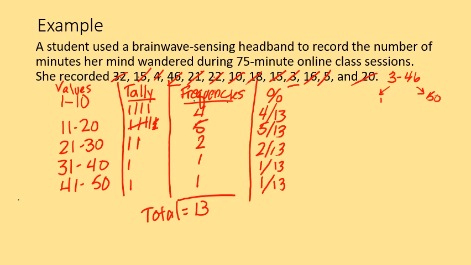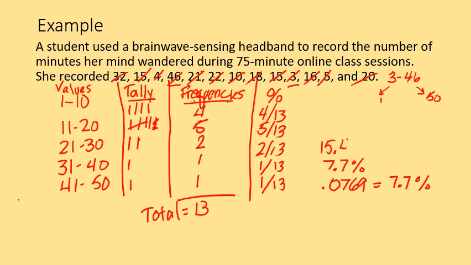And 1 divided by 13 equals 0.076923, 0.0769, which equals, in shorter form, about 7.7%. That would be the same right here, 7.7%. 2 divided by 13 is 15.38%.